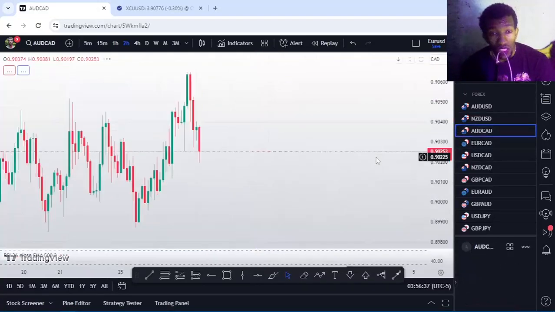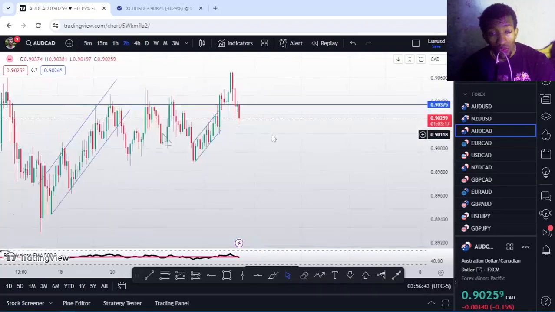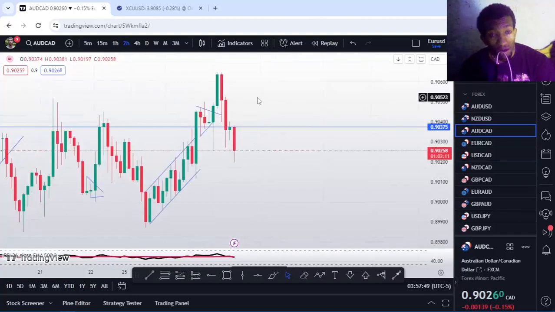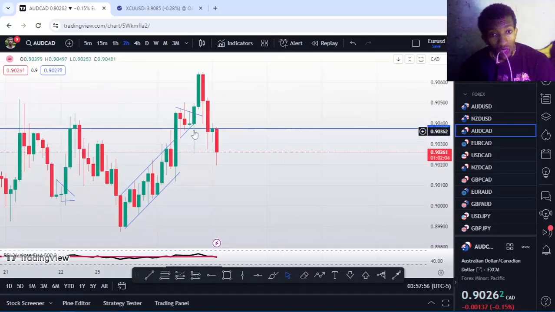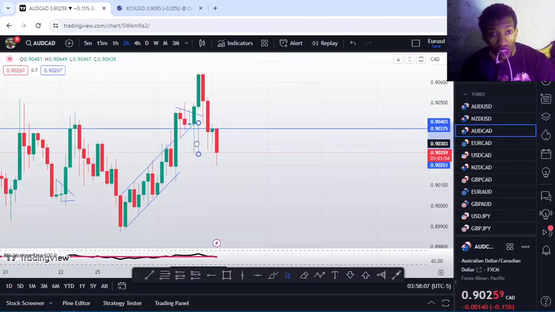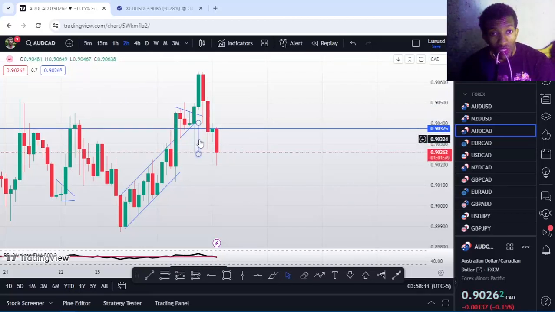Let's go to Aussie CAD. Even Aussie CAD didn't give us any opportunity or any consolidation. What we will do is enter once the price breaks. Okay, the price broke to the downside, so we would enter right there, and our TP is, as always, the height of this consolidation. Look how amazing this is.